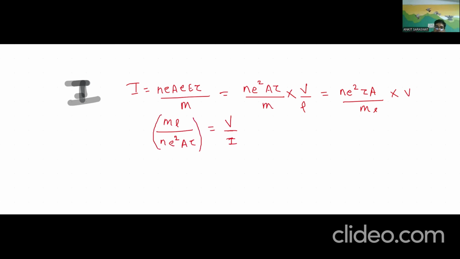Any doubt? No, sir. Now m is constant. m is the mass of electron, a charged particle. e is the charge of electron. A is the cross-section area. Tau is the relaxation time. What is the small n? Number of free electrons per unit volume. Clear? Yes, sir.